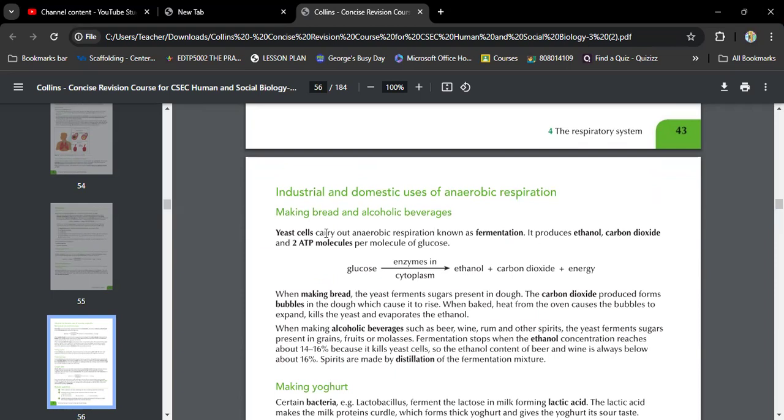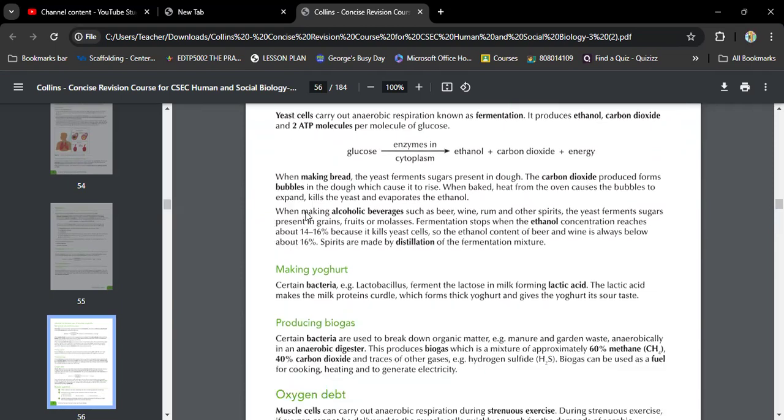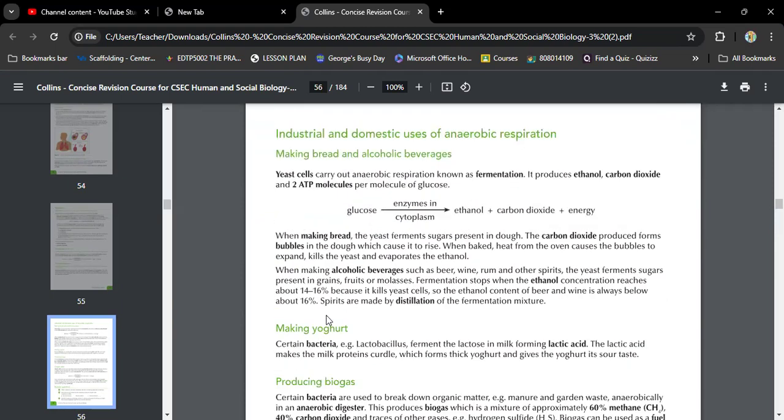So for instance, making bread and alcoholic beverages, yeast cells carry out anaerobic respiration known as fermentation. So the process of fermentation means that oxygen is not present. It produces ethanol, carbon dioxide, and two ATP molecules per molecule of glucose. So when making bread, the yeast ferments sugar present in the dough. The carbon dioxide produced forms bubbles in the dough.